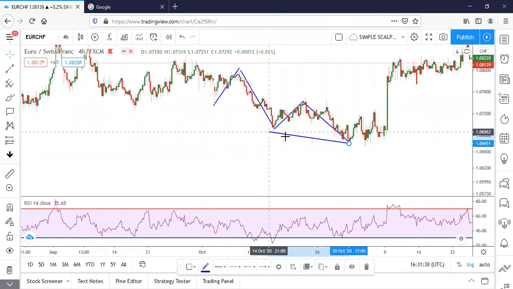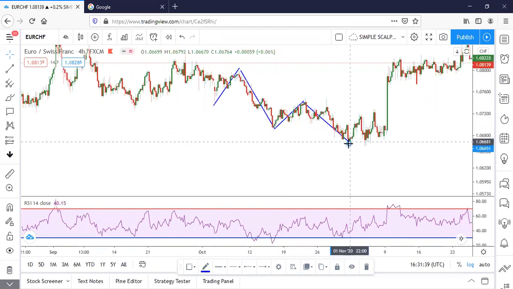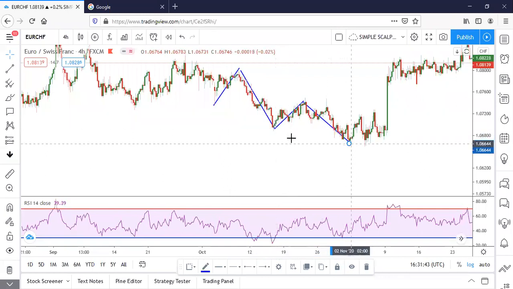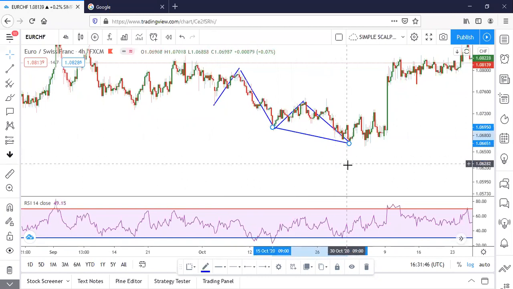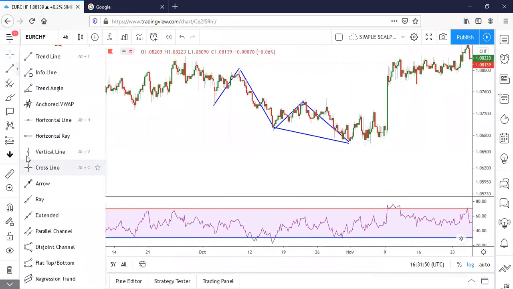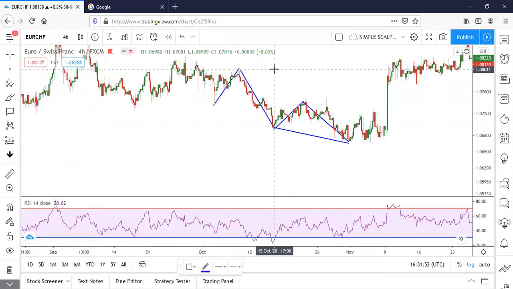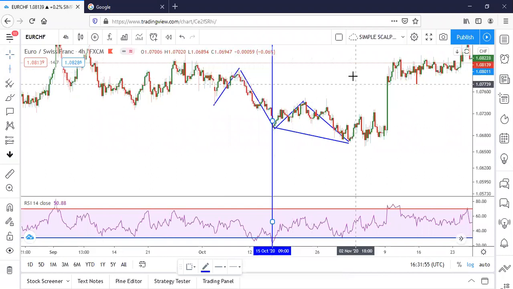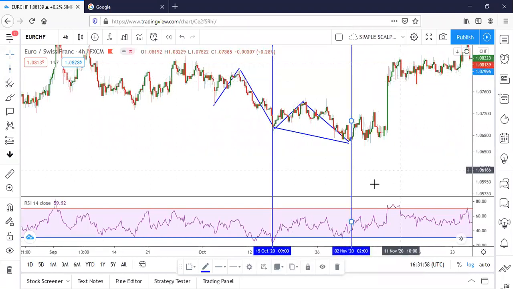So when we are talking about divergence, you want to use at least minimum two. Okay, so let's use this one and this one. Let's connect this area with this one. So I'm going to draw it like this. Now, let me use a vertical line to separate it. Look at this area. Now, can you see?